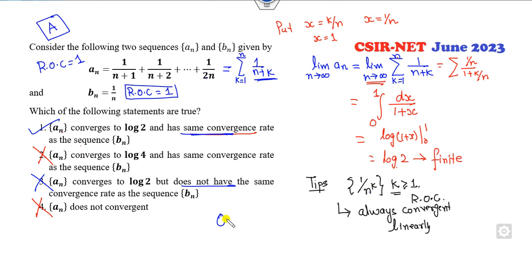You can see my lecture on the order of convergence on my YouTube channel. You can find the simple proof of this result. So this is the way you can solve all these sequence problems in a nice manner.